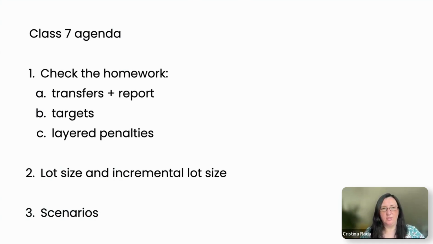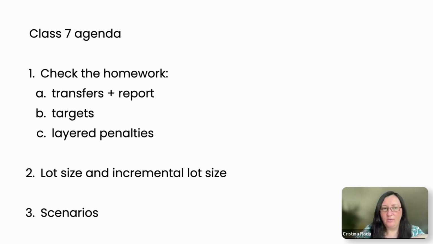So in the previous session, we talked about transfers. Now we also added the reports where you can validate and visualize the stock movements in the network. Then how to add targets: target stock, by the same techniques you can use for max stock, cycle stock, and layered penalties. And here you can try layered targets. So what happens if you put different penalties for different layers of the targets and also for the storage.